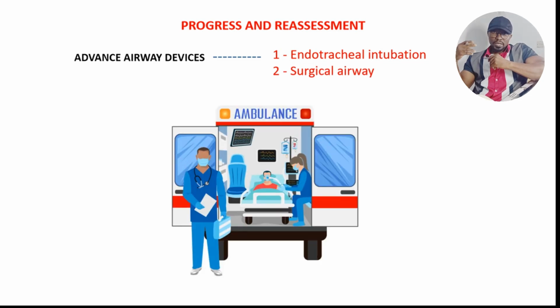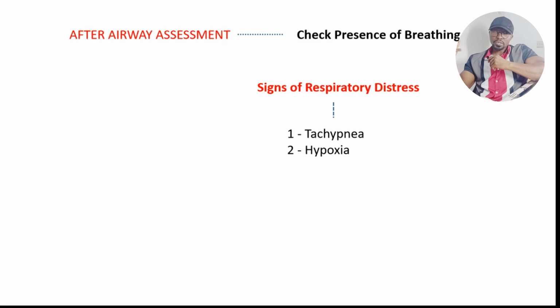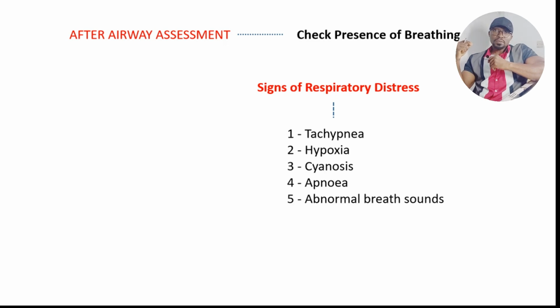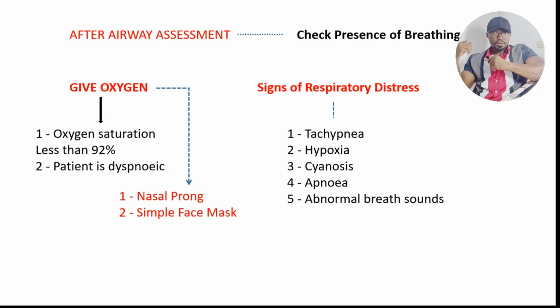Upon completing airway assessment and intervention, it is very important to assess for presence of breathing. Signs of respiratory distress include tachypnea, hypoxia, cyanosis, apnea, and abnormal breath sounds. It is recommended to provide oxygen when oxygen saturation is below 92% or when the patient has dyspnea. Oxygen can be administered using a nasal prong, simple face mask, non-rebreather mask, or an ambu bag.